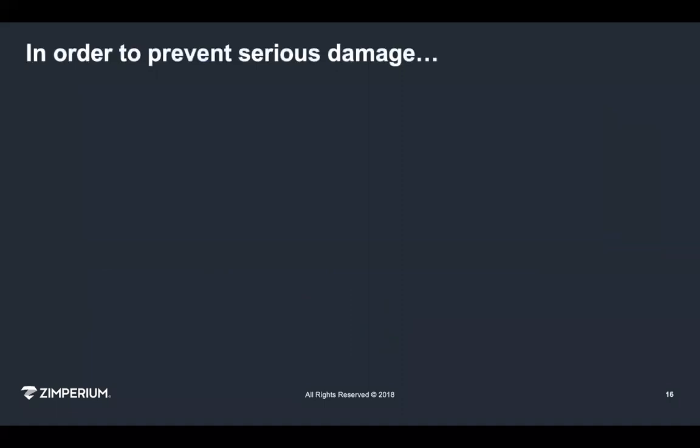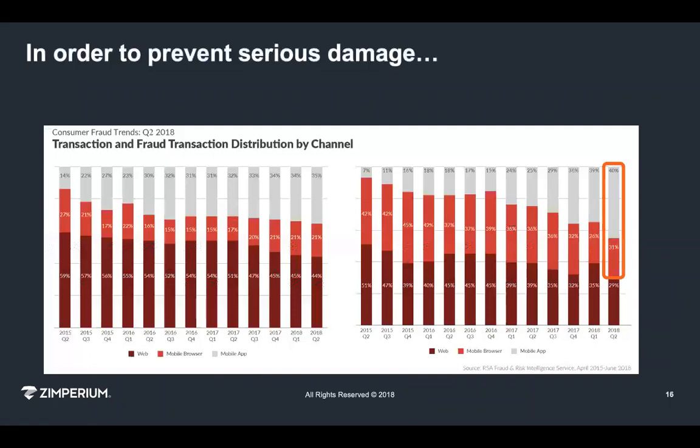To give you an idea of how important what we're talking about is, this is a financial services example, but this is some really, really interesting data from RSA. If you look at the one on the left, that's the transaction distribution by channel. So 56% of the volume is coming from a mobile browser or a mobile app. So that's actually a number of transactions. You can see it just continuing to increase and increase and increase as time goes across.